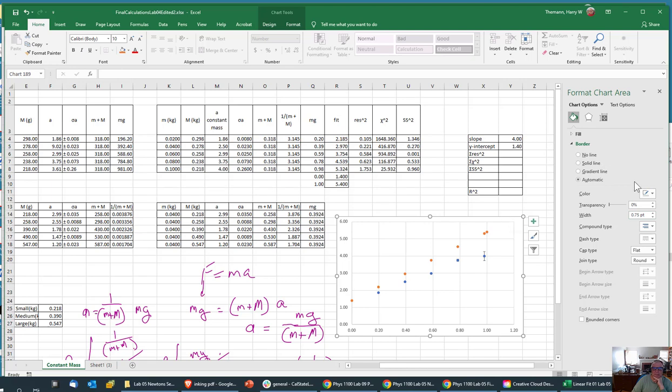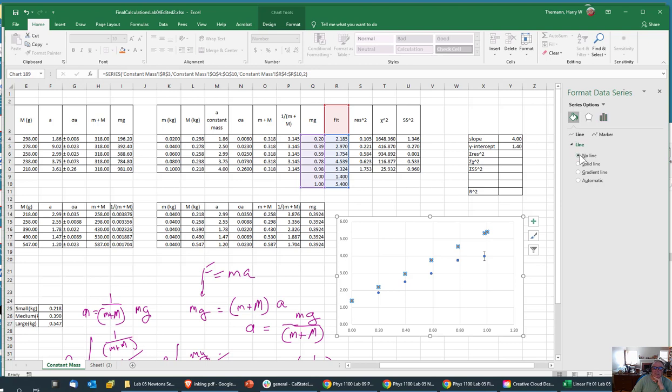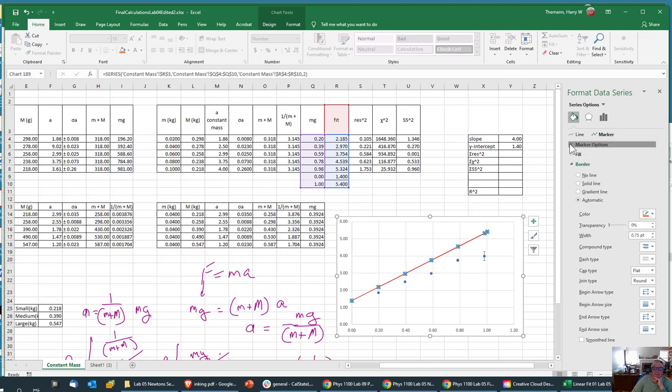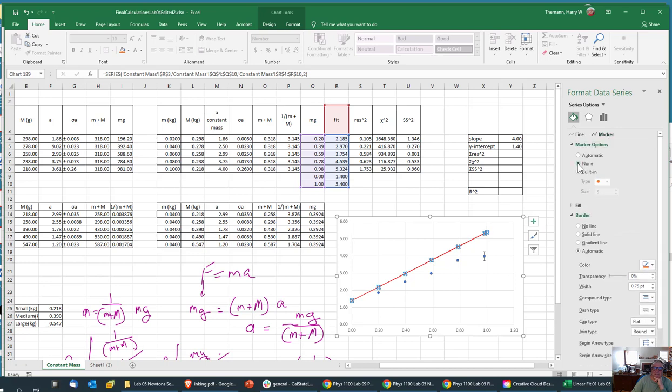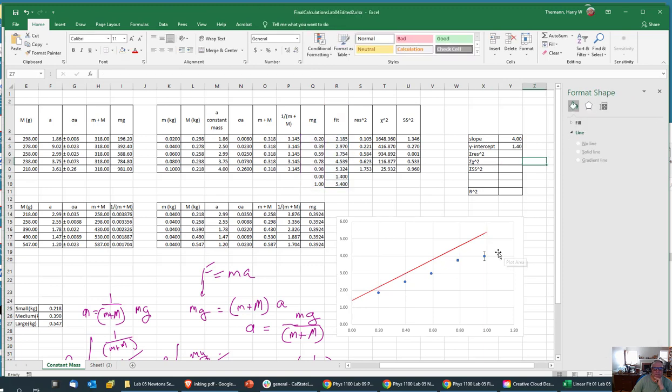And now we need to edit it, because we want a solid line. And we can go to Dr. Harry's favorite, red, and we want to have no marker, none. Okay, let's take a look. There it is. It's not going through it yet, but we'll get there.